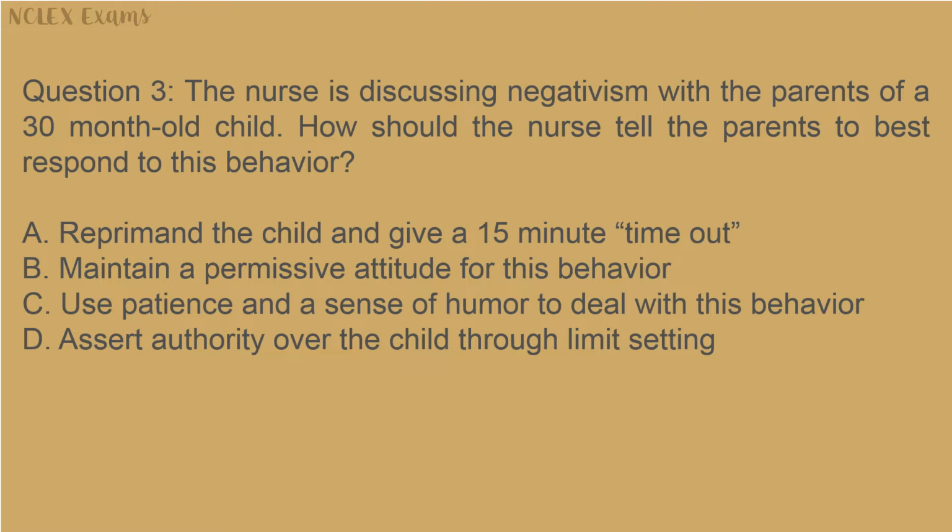Question 3. The nurse is discussing negativism with the parents of a 30-month-old child. How should the nurse tell the parents to best respond to this behavior? A. Reprimand the child and give a 15-minute timeout. B. Maintain a permissive attitude for this behavior. C. Use patience and a sense of humor to deal with this behavior. D. Assert authority over the child through limit setting.